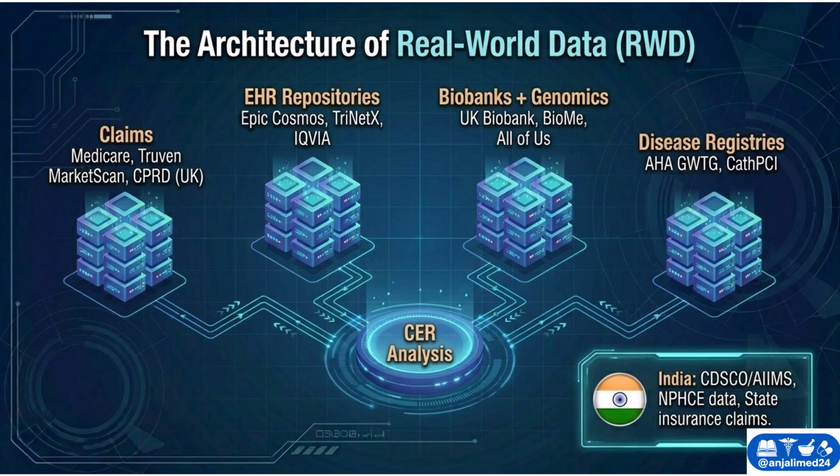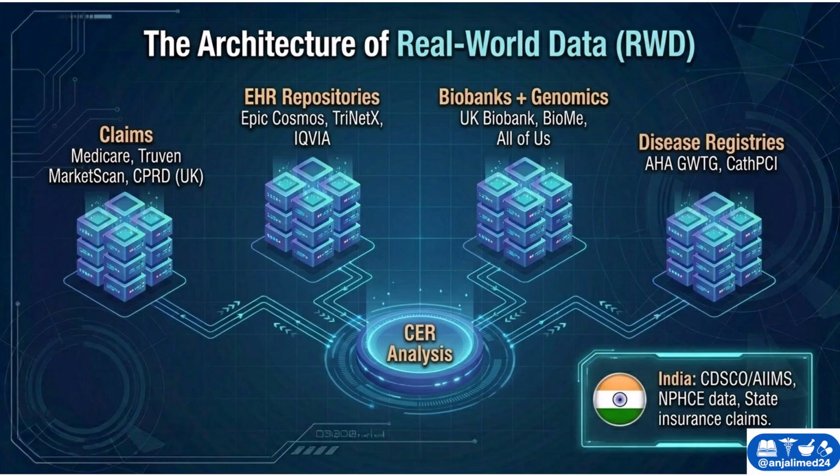Third are biobanks and genomic databases. Resources like UK Biobank, BioMe, and All of Us combine clinical data with genetics, biomarkers, and molecular profiling. These databases are driving precision medicine and enabling modern causal inference methods like Mendelian randomization.